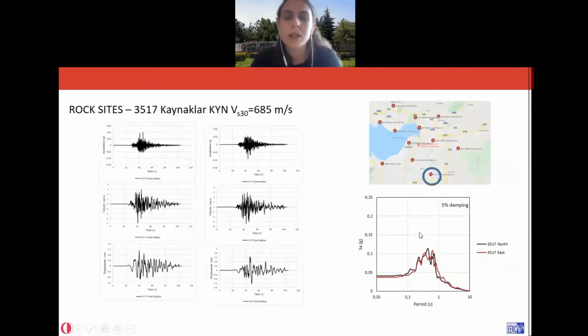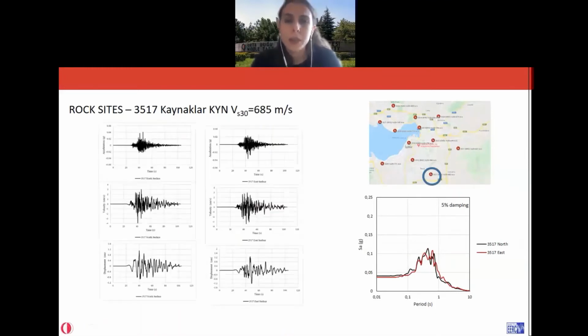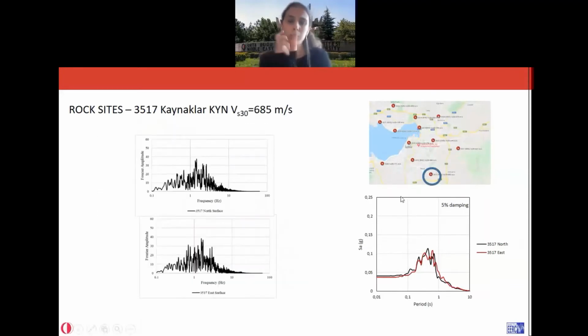For the next station, we are going all the way. If you see the map, we moved now to Kaynaklar station in the İzmir net. AFAD's correspondence of this station is 3517. Again, we did the same exercise. You can see the surface recording of that site with the ground motion prediction estimations. For this record, the ground motion prediction models overestimate for the short period ranges. However, for the higher period ranges, they are giving lower results.